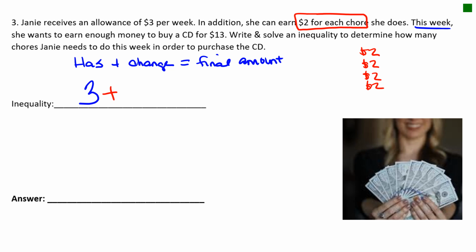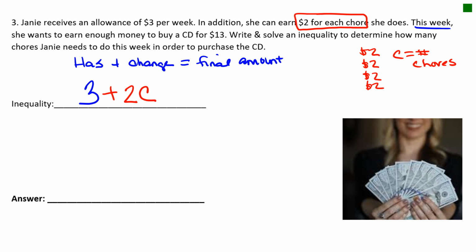So how do we figure that out? That's $2 for each chore, and we want to know how many chores. So C is going to be the number of chores. So if it's $2 for each one, it's 2 times the number of chores. And she needs to get $13.